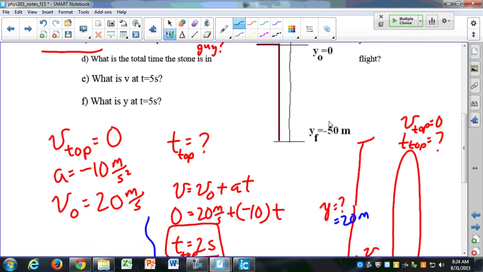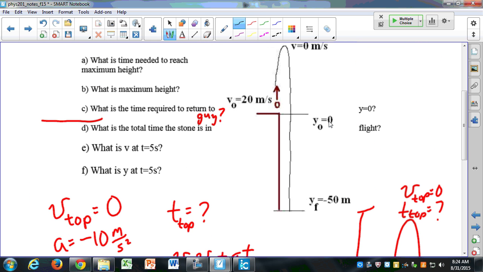And let's see, was that all the questions? Yeah, what is the time required to reach maximum height? That was t equals 2 seconds. The maximum height we found was 20 meters. And then the time required to return is just going to be 4 seconds. That's just twice the t top, which is going to be 4 seconds.